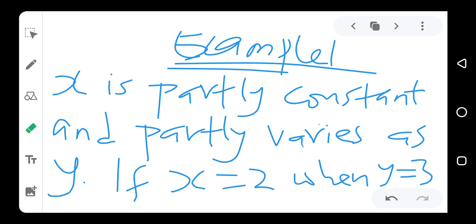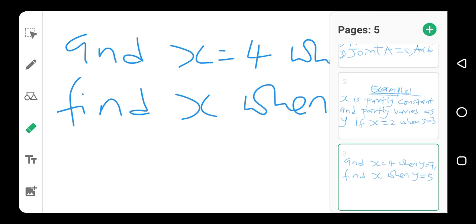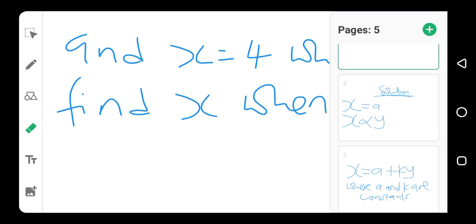The question now says that if x is equal to 2 when y is equal to 3 and x is equal to 4 when y is equal to 7. Okay. Now we go here.